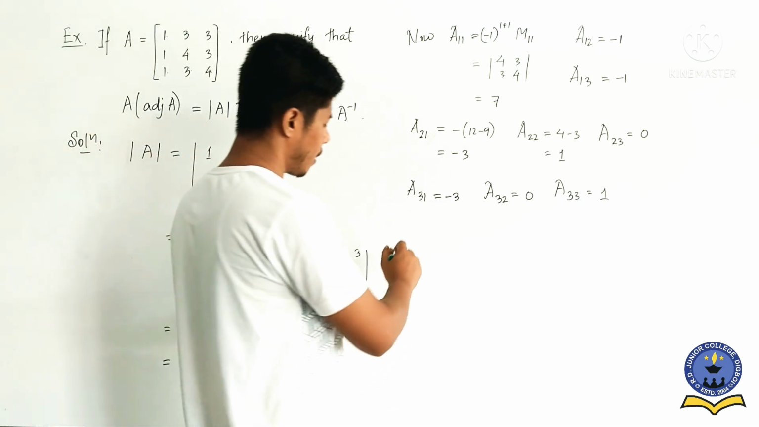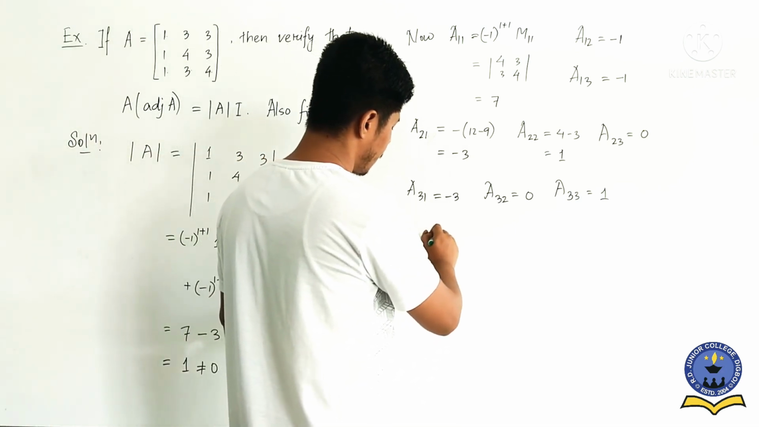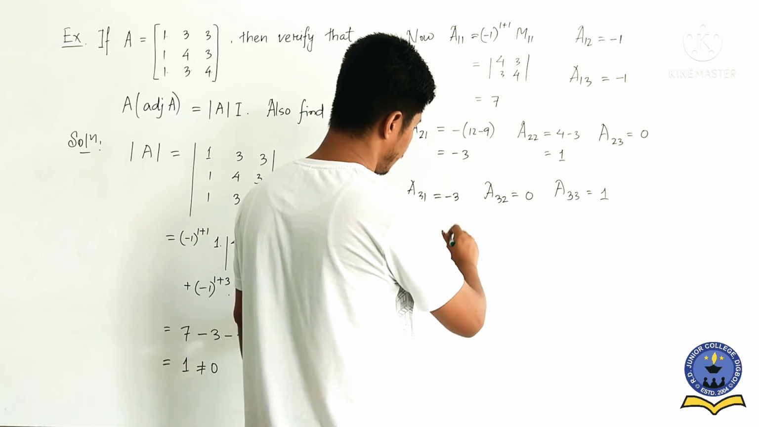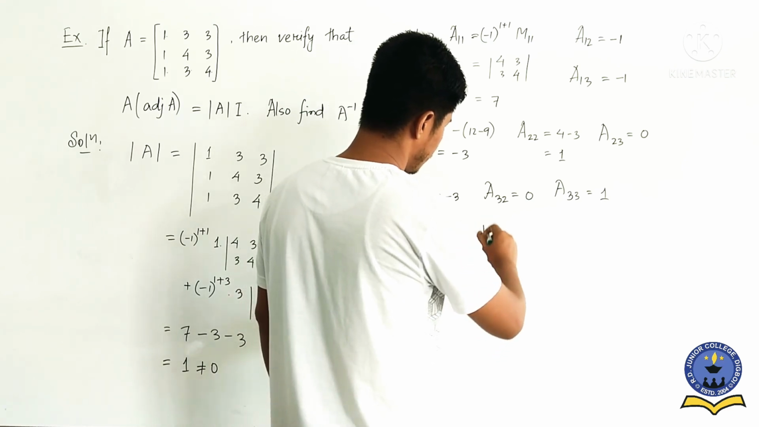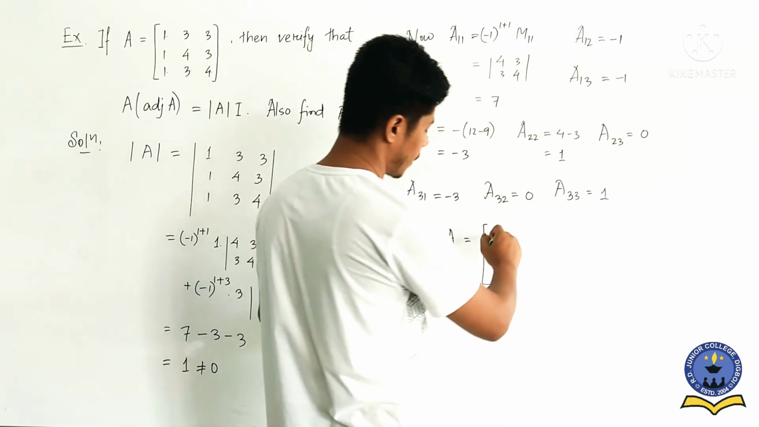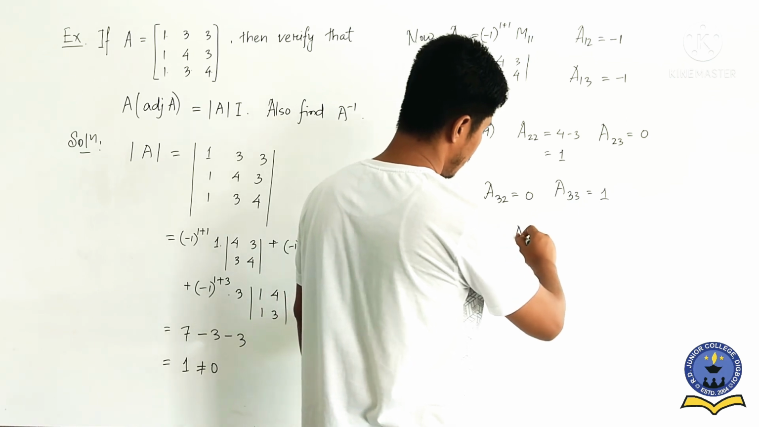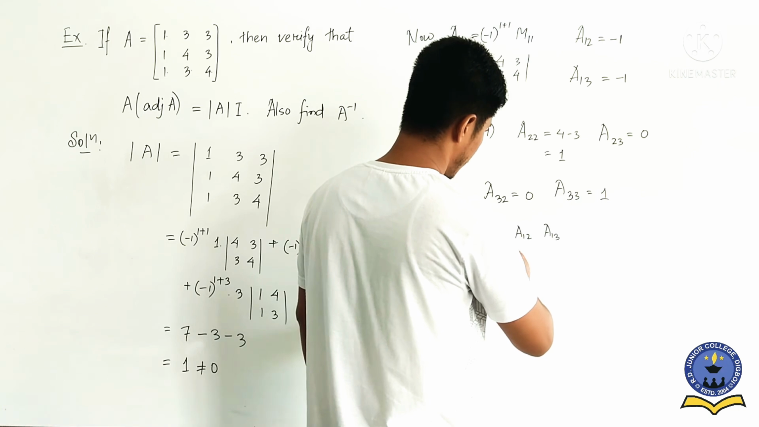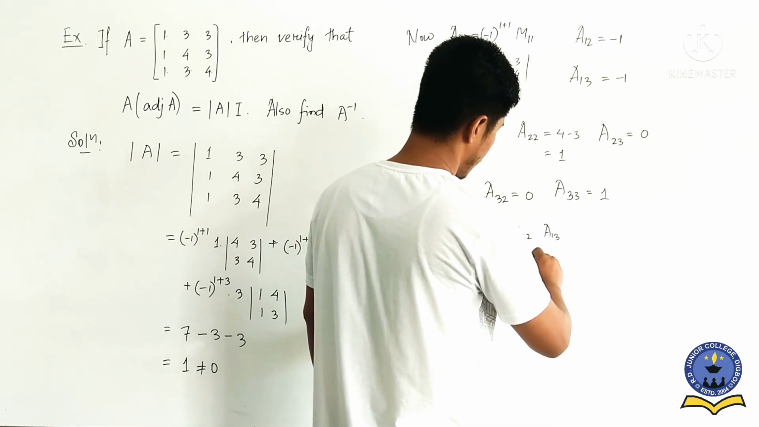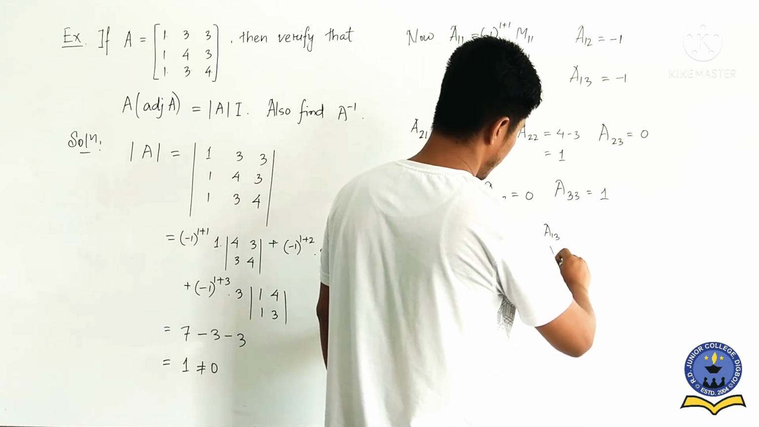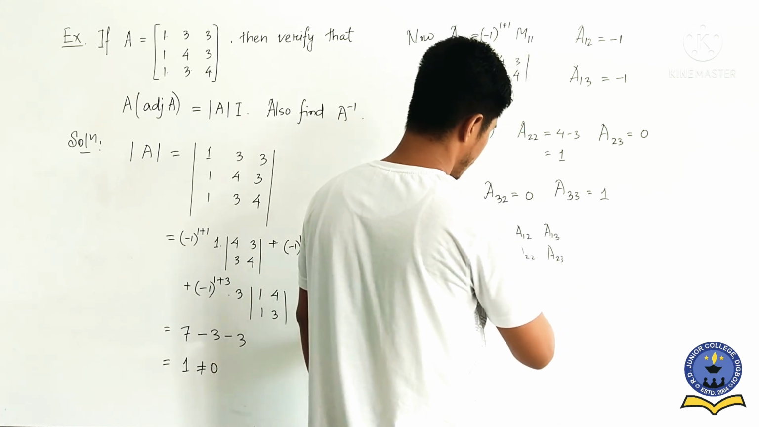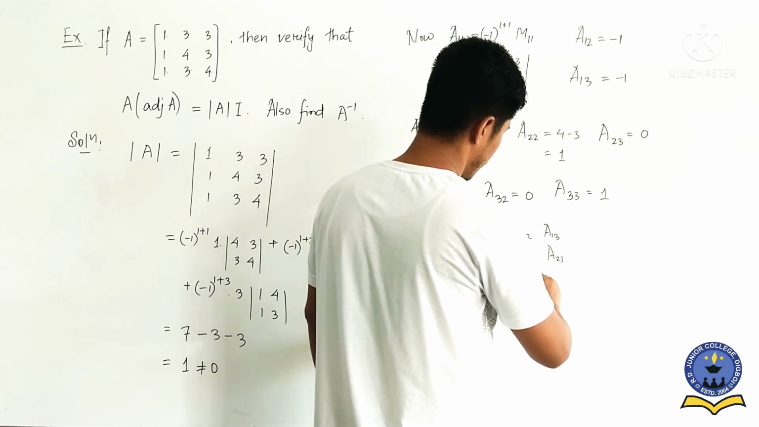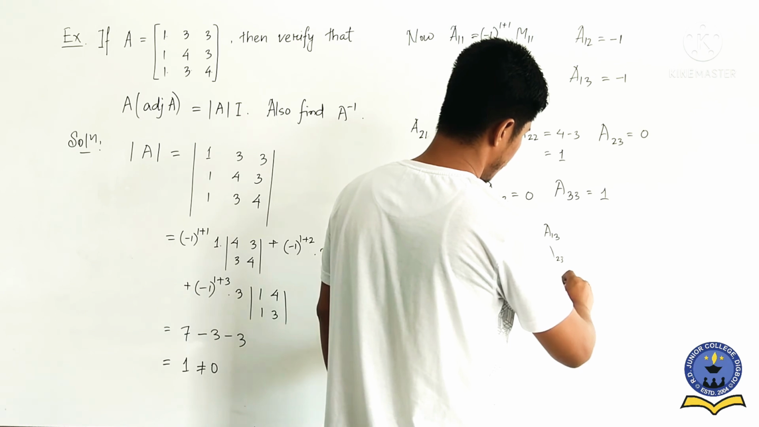So now if you find out the adjoint of A, therefore here you have to write adjoint of A. So adjoint of A equals to, you have to write the cofactors. So cofactor means here you have to write A11, this one we write A12, this one we write A13. Second one A21, this one A22, and this one A23. Similarly here A31, this one is A32, and this one is A33.